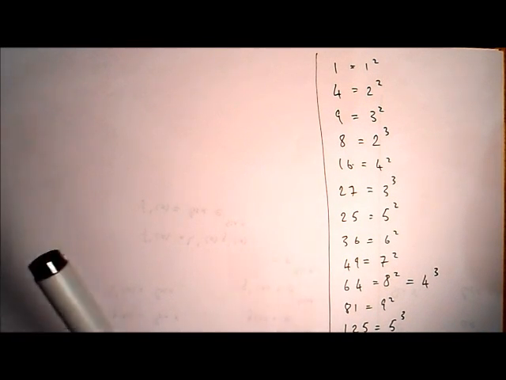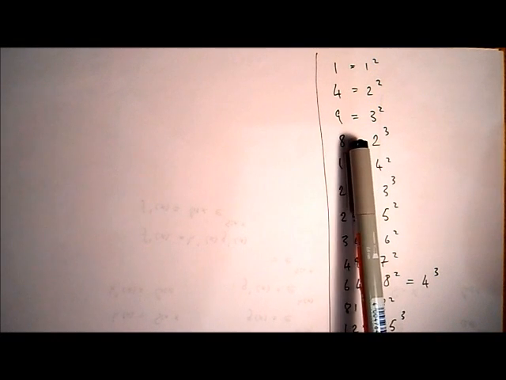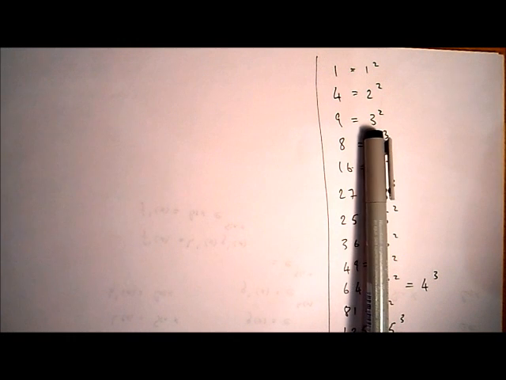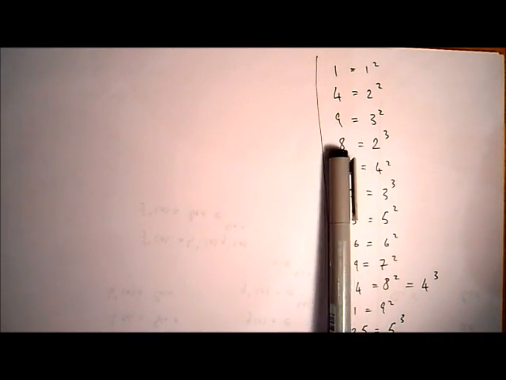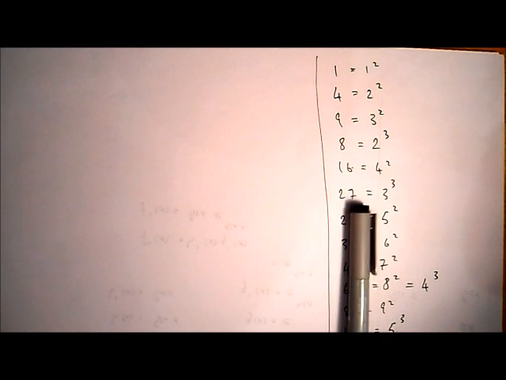Okay, before we do what this video is all about, the difference of two squares, I want to have a look at these numbers here. Some really important numbers, and we're going to keep coming back to these in the next few videos. So 1 is equal to 1 squared, 4 is equal to 2 squared, 9 is equal to 3 squared. It's just a different way to write these numbers. 8 is 2 cubed, 16 is 4 squared, 27 is 3 cubed, 25 is 5 squared. So really important numbers that you've got to remember.